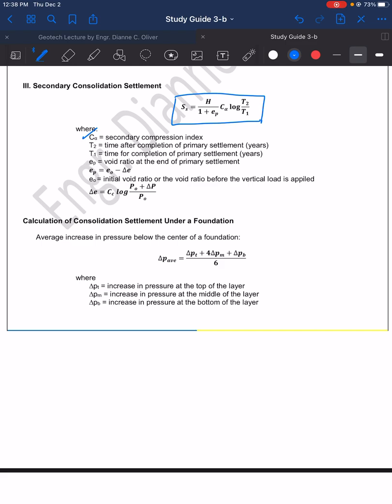Wherein C alpha is the secondary compression index, T sub 2 is the time after completion of primary settlement, that is in years, and T sub 1 is the time for completion of primary settlement in years. So T sub 2 is after the completion, and T sub 1 is for the completion. E sub P is the void ratio at the end of primary settlement, and here is the formula. E sub P is equal to E sub O minus delta E, where E sub O is the initial void ratio, or the void ratio before the vertical load is applied. And we have the formula for delta E here as C sub C log of P sub O plus delta P over P sub O.